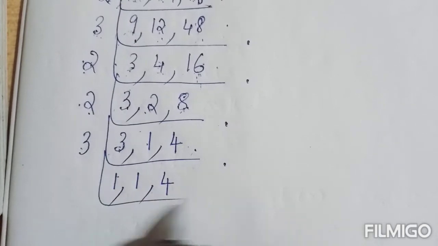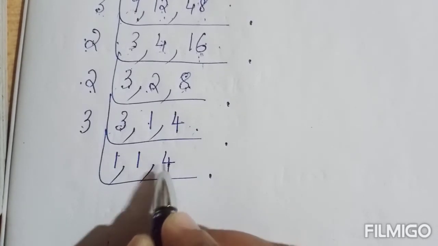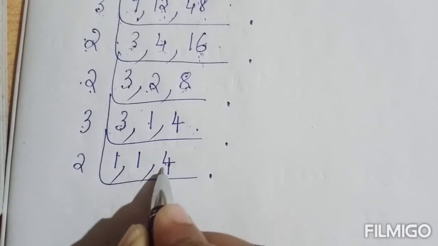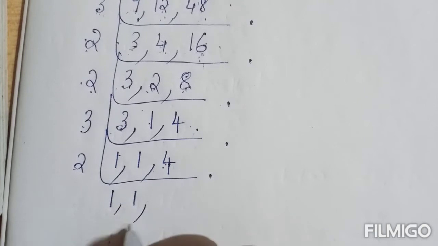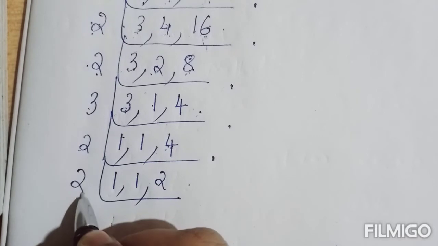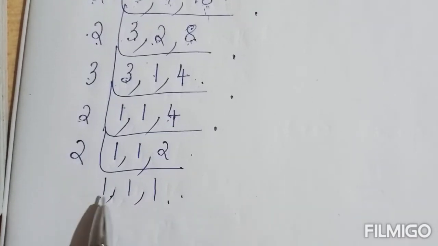Okay. Now here 4. Doing the prime factorization of 4. 4 you can divide by 2. Use prime numbers only for division. 4 divided by 2 it is 2. Now 2 you can divide by 2. So 1, 1, 1. Now we can stop. We got a 1 on the bottom line. We have to continue doing prime factorization till we get 1 in the bottom line. Every number should be 1 in the bottom line.